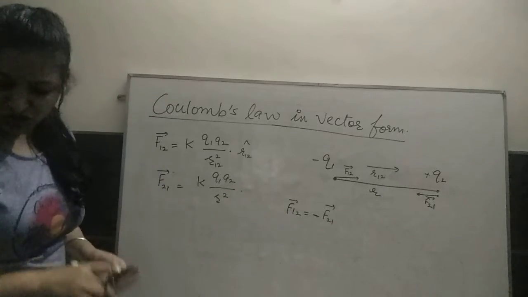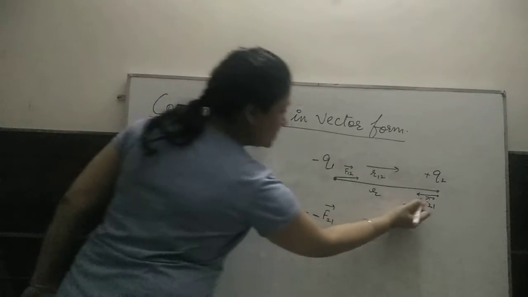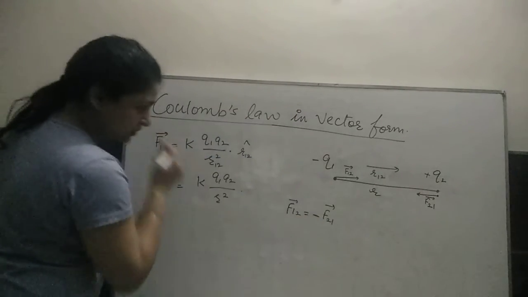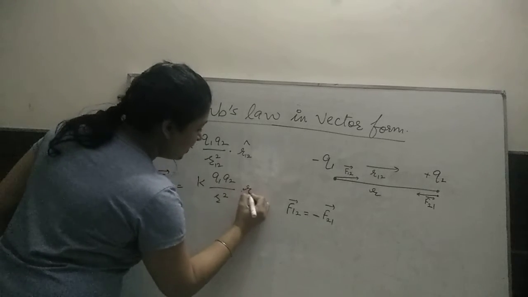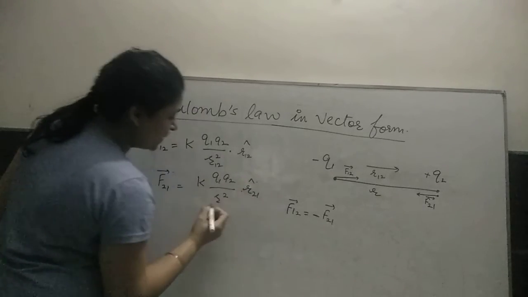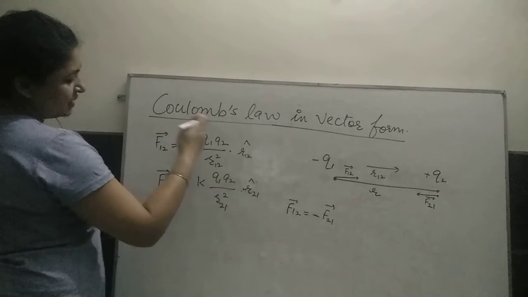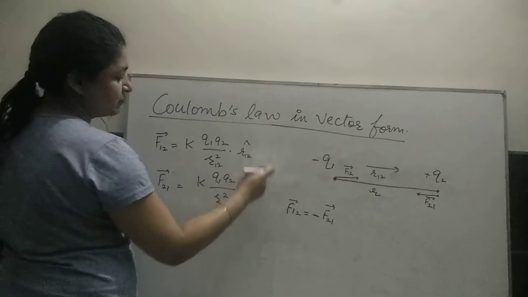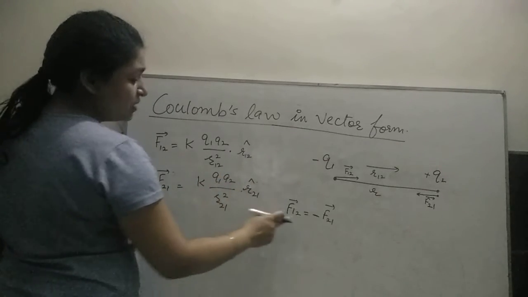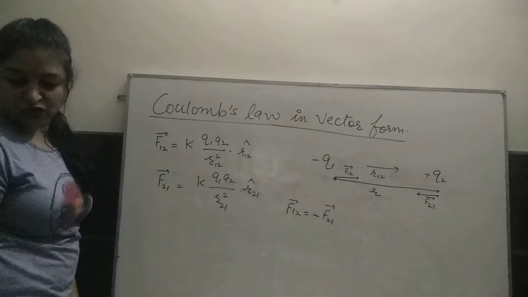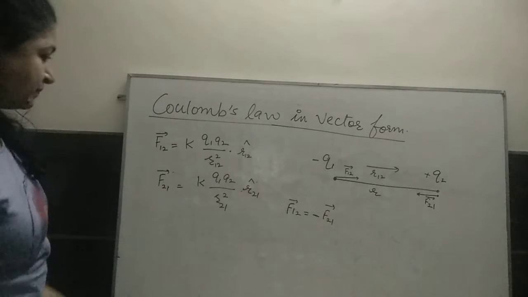Now, what is the direction of this force? This is opposite to this direction R12. So I can write here R21 cap. And here also you can write R21. And again you can see rest everything is same, only the directions are opposite. So again we can write F12 is equal and opposite to F21.